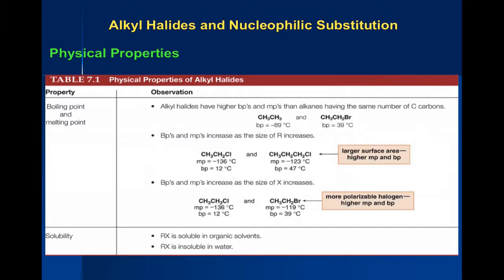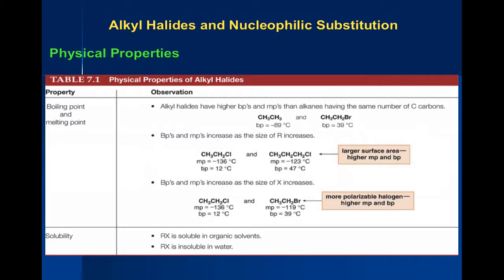It turns out that the boiling points and the melting points increase as the number of carbons increase. That's not terribly surprising, right? So if we look at ethyl chloride versus propyl chloride, we can see very big differences in melting point, very substantial and significant differences in boiling point. What's responsible for that? The surface area is bigger. Very good. Meaning what? More van der Waals interactions. More van der Waals interactions, more attractions, more energy it takes to boil it, right?